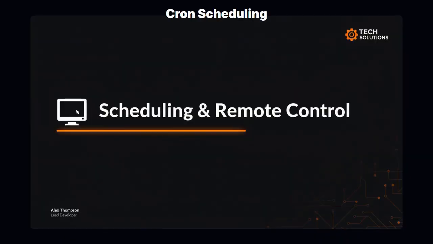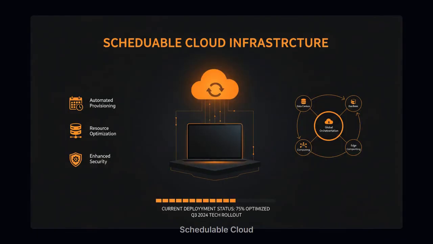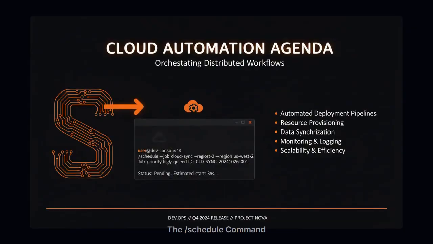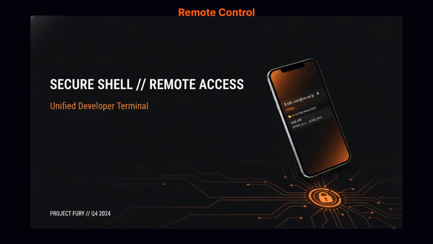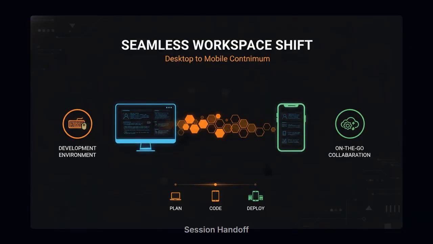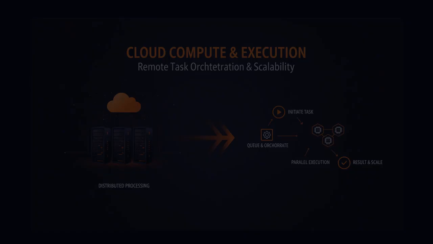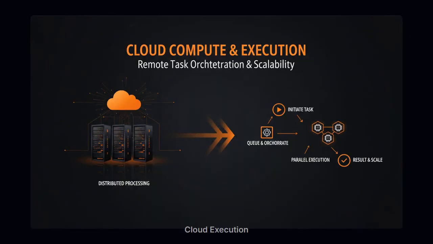Task automation is further enhanced by robust cron scheduling via the upgraded /schedule command and the new schedulable cloud functionality. Previously, scheduled tasks required your local machine to stay awake. Now, Anthropic hosts a remote scheduler, allowing you to queue up cloud-based recurring tasks that execute perfectly even when your computer is completely turned off.